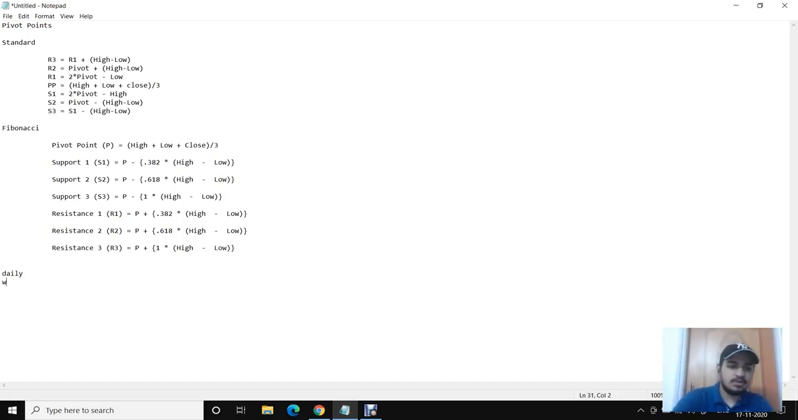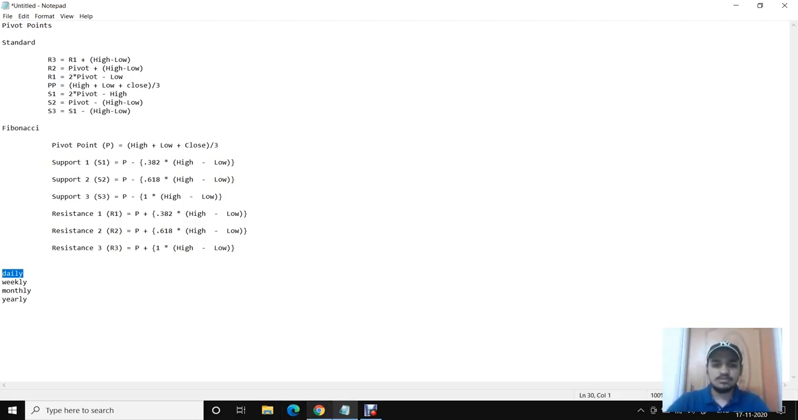Then you have weekly pivot points, and then you have monthly pivot points, and then you have the yearly pivot points. So these are the 4 types of pivot points. The daily pivot points change daily, as simple as that. So that means daily you will have new pivot points in the case of daily pivot points.